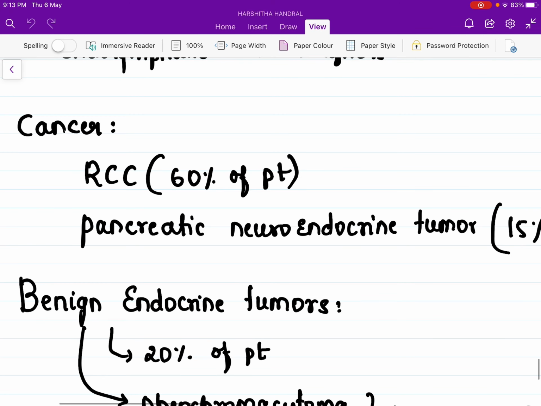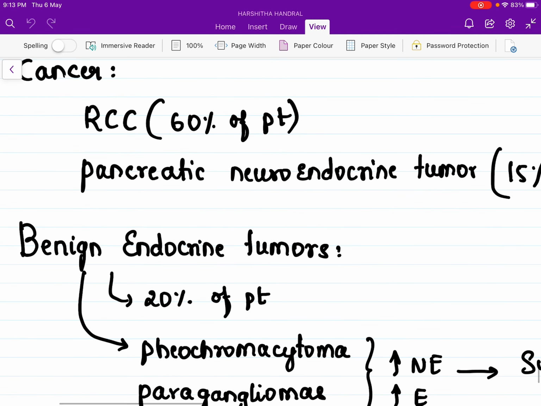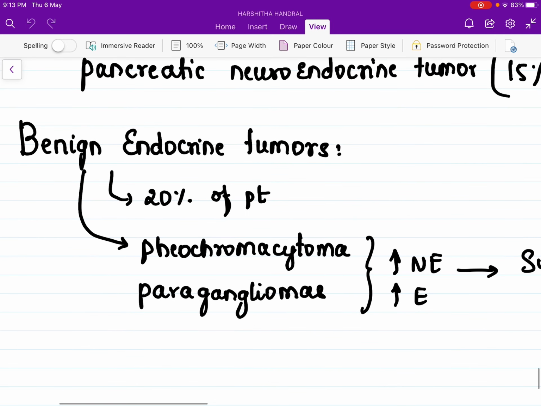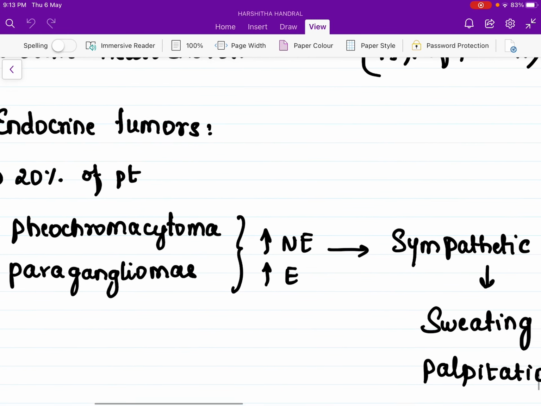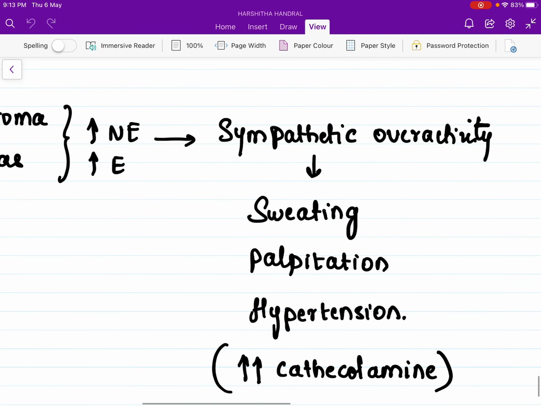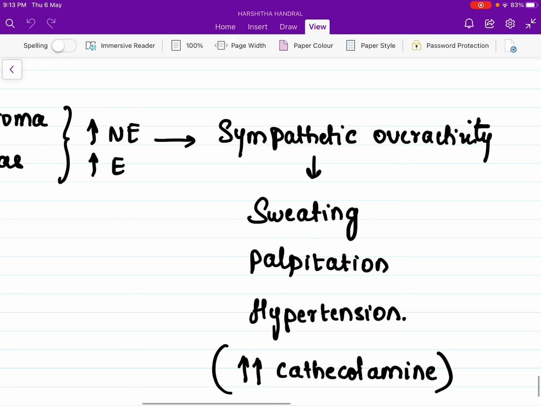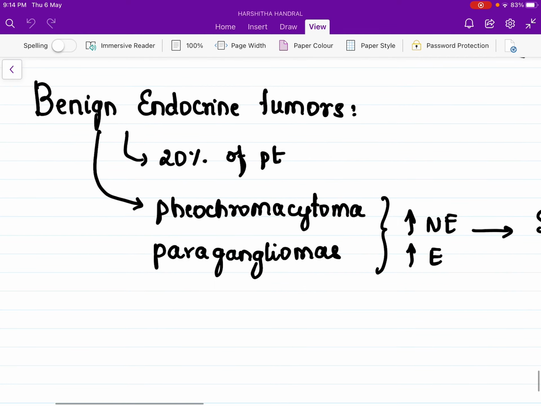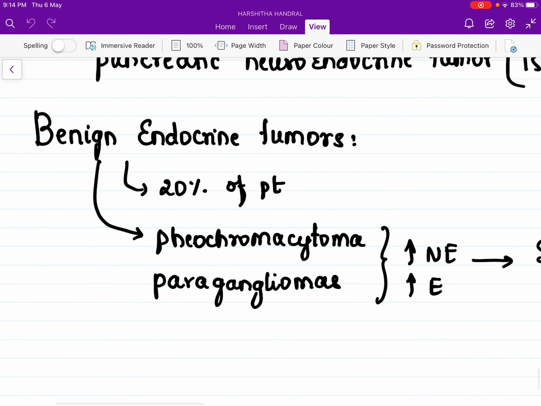Apart from cancer, they can also have benign endocrine tumors. Benign endocrine tumors are present in 20% of the patients, and the most common ones are pheochromocytoma and paraganglioma. These will secrete epinephrine and norepinephrine, so that can cause increased catecholamines in a patient, and that can result in sympathetic overactivity, which could be seen in the form of sweating, palpitations, hypertension. It is all due to sympathetic overactivity caused by the excess catecholamine that is released by these benign endocrine tumors. So this is about VHL.